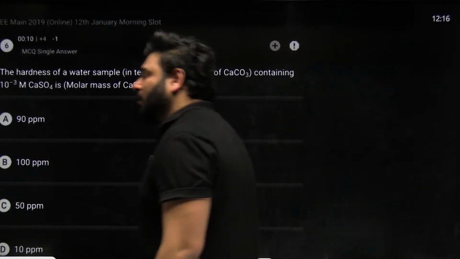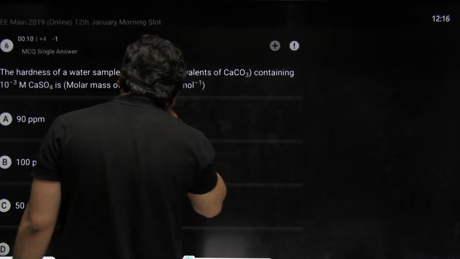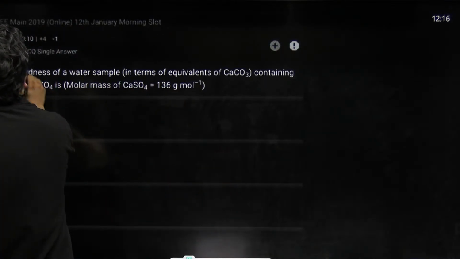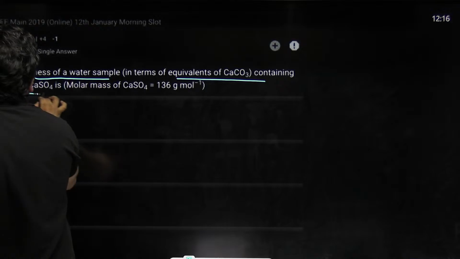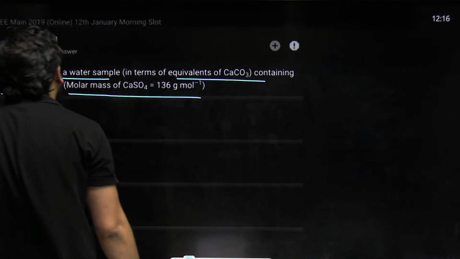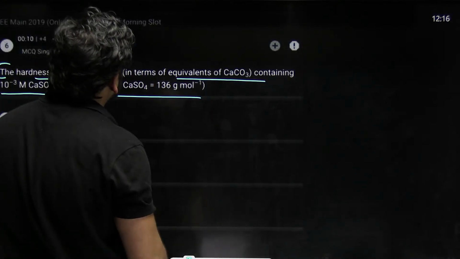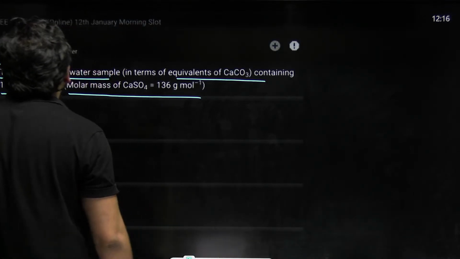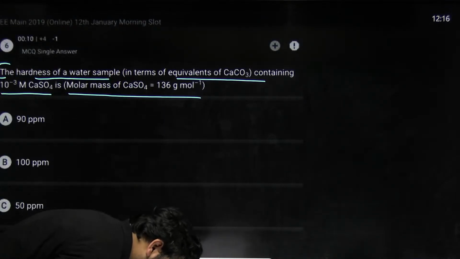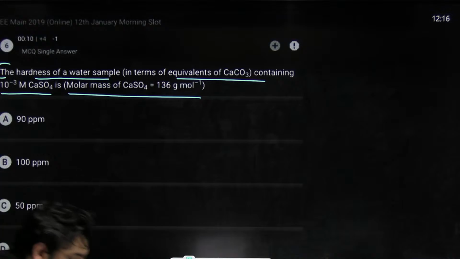Okay, hardness of water is a somewhat different topic, but anyways, let's see how we approach it. The hardness of water in a sample containing 10⁻³ molar calcium sulfate, molar mass is given to us. Okay. Do you know how we measure the hardness of water? It is usually measured using sodium carbonate.